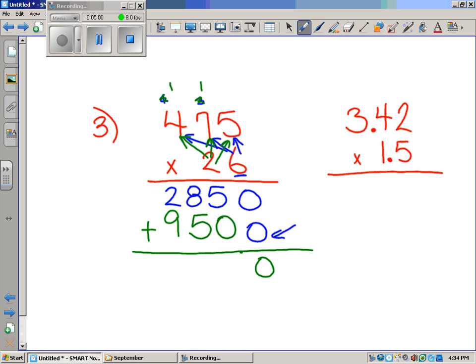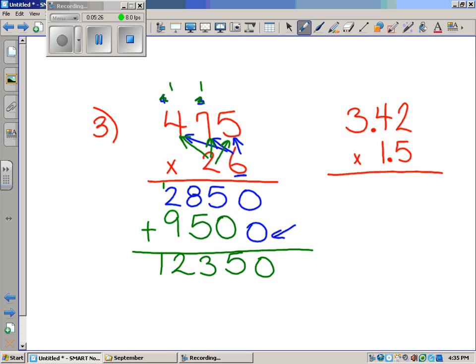0 plus 0 is 0, 5 plus 0 is 5. 8 plus 5 is 13. We have to carry the 1 because we have more to do. 1 plus 2 is 3. Plus 9 is 12. And because there are no more numbers to add, now you can put 2 digits in your answer. So the answer here is 12,350.